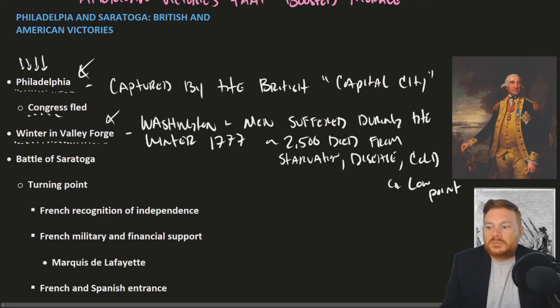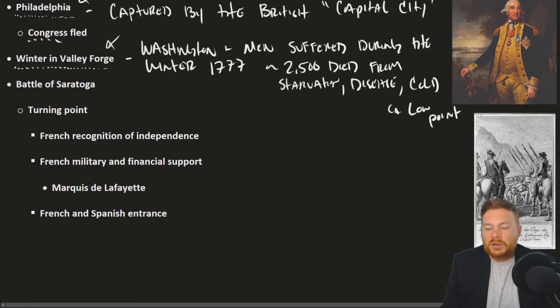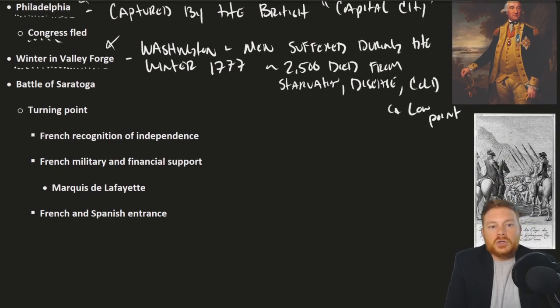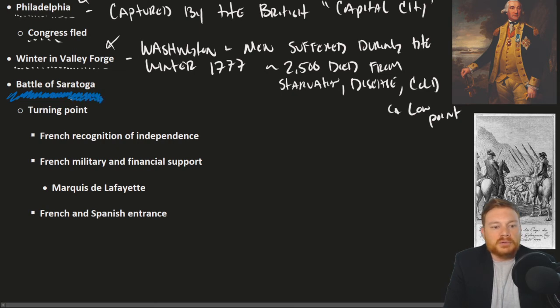But here comes the most significant part of the Revolutionary War. If there's only one thing that you remember from the Revolutionary War, at least the fighting, there's actually a lot of things you should remember from the Revolutionary War, but from the fighting itself and the battles, it is the Battle of Saratoga. The Battle of Saratoga turns out to be the turning point of the war. So first of all, the Battle of Saratoga is an American victory.